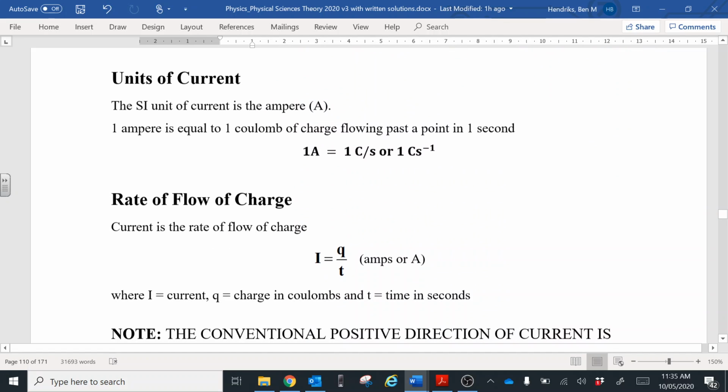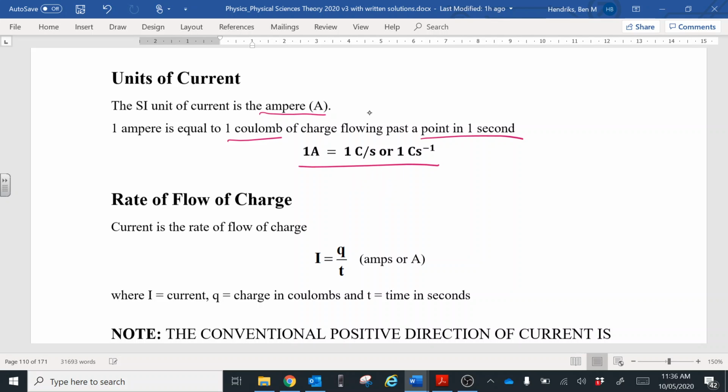So units of current. The SI unit of current is the ampere, like I said before. 1 ampere is equal to 1 coulomb of charge flowing past a point in 1 second. So 1 ampere equals 1 coulomb per second. And remember that 1 coulomb is equal to 6.242, I think, times 10 to the 18 electrons, or elementary charges. So 6 billion billion charges, essentially. So that's how many little charges are going through a single point in 1 second if you have a flow of 1 amp.